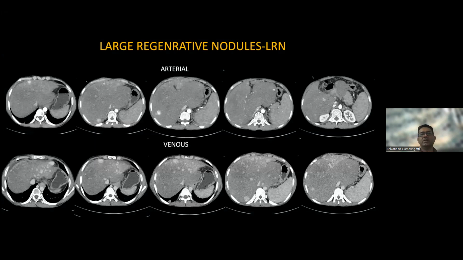Earlier you used to call it nodular regenerative hyperplasia. Now the term has changed. We call them large regenerative nodules. These tend to be very, very multiple, less than 2 centimeters, scattered in both the lobes. They show enhancement. This enhancement will persist in the portovenous phase. They will not show any washout, unlike HCC. So multiplicity, small size, scattered in both lobes, and persistent enhancement in the portovenous phase are typical of large regenerative nodule.